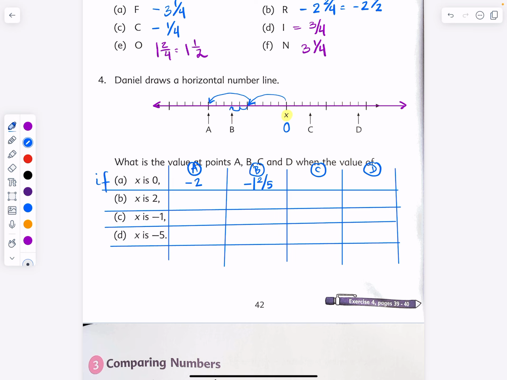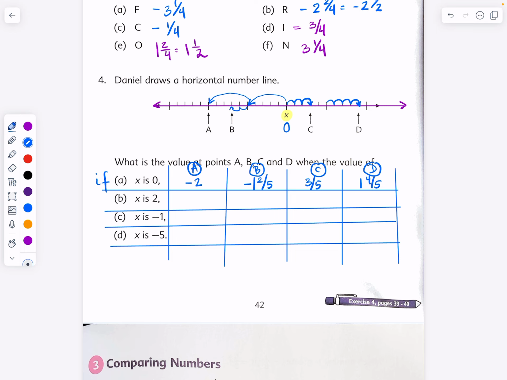C is going to have a positive value. 1, 2, 3 out of 5. So it's 3/5 on the positive side. And D is going to be 1 and 1, 2, 3, 4. 1 and 4/5 on the positive side.